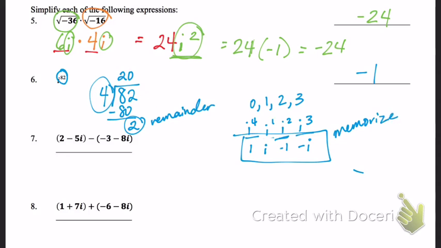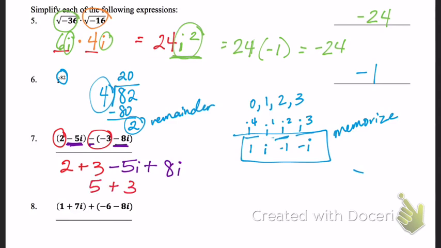Okay, number 7, I'm combining my like terms. So I'm going to combine 2 and then minus a negative 3, so 2 plus 3. And then I'm going to combine my i's. So negative 5i minus negative 8i, so negative 5i plus 8i. When you combine your like terms, you are left with 5 plus 3i.